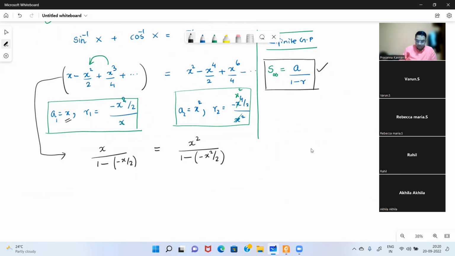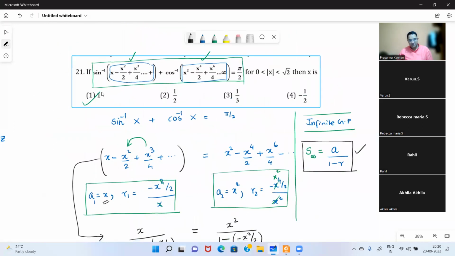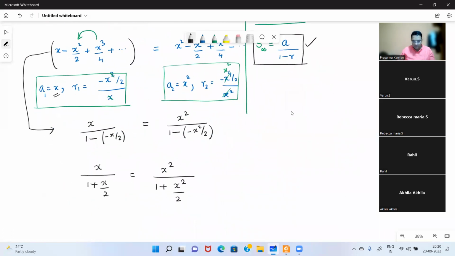So now, when I simplify this, I get x divided by 1 plus x by 2 is equal to x square divided by 1 plus x square by 2. Correct? Here x is not 0. X is greater than 0 as given. Therefore, I can cancel this x. Clear? Yes, sir. Then I can cross multiply.